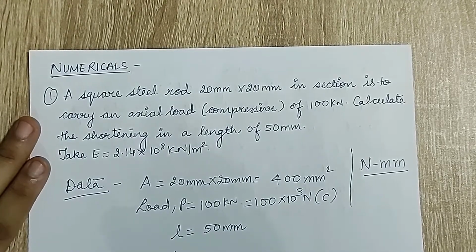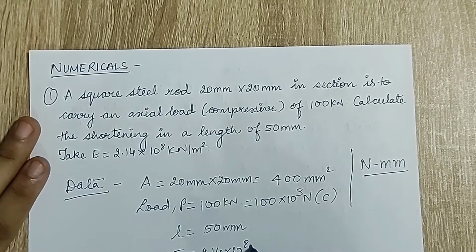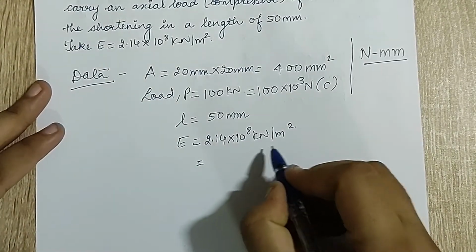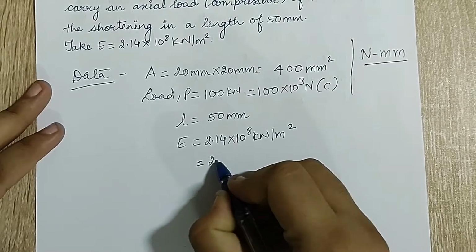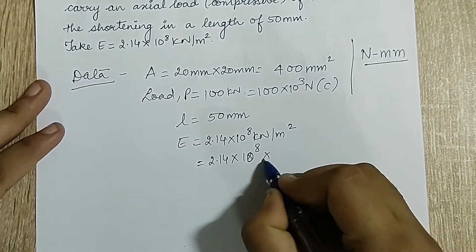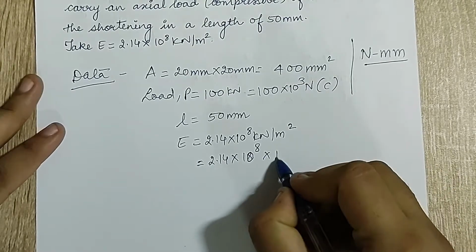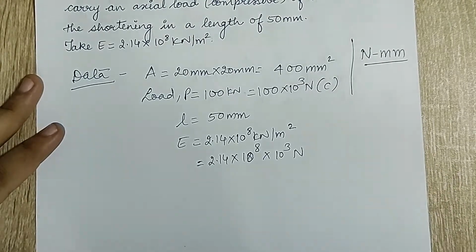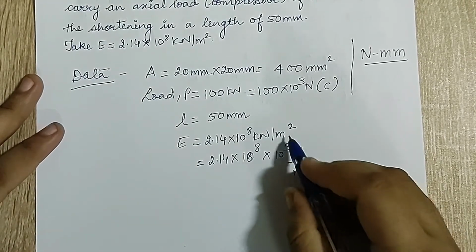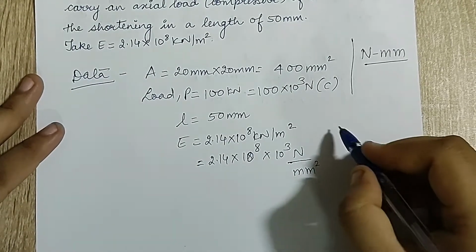Take E value as 2.14 into 10 raised to 8 kilonewton per meter square. Now I need to convert this into Newton and mm square as well. So first I'll write 2.14 into 10 raised to 8 kilonewton to Newton is multiplied with 10 raised to 3. So this becomes Newton divided by, I have to bring meter square to mm square.